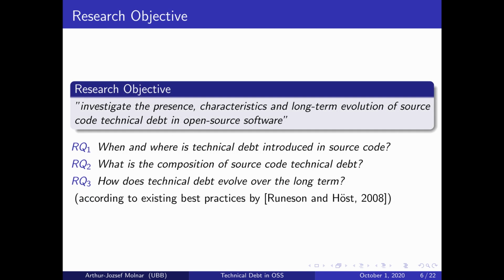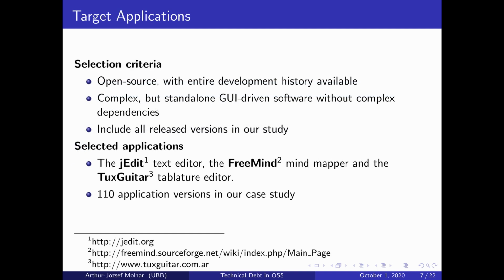Our main objective was to investigate the presence, the characteristics, and the long-term evolution of source code technical debt in the context of open source software. We operationalized the main objective into 3 research questions, and we carried out our case study according to the best practices that were outlined by Runeson and Host. The first step regarded selecting target applications. We narrowed the search to cover a common type of applications, from which we selected 3 popular open source apps.